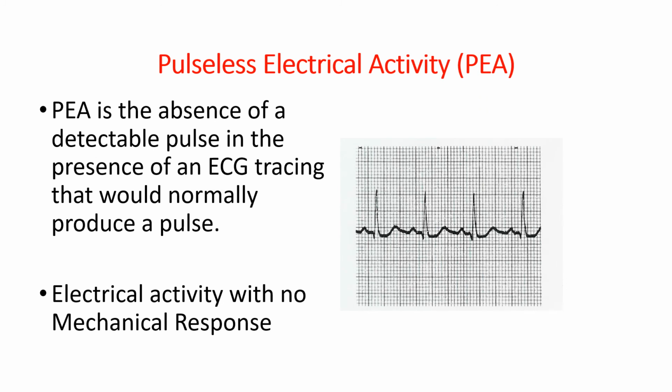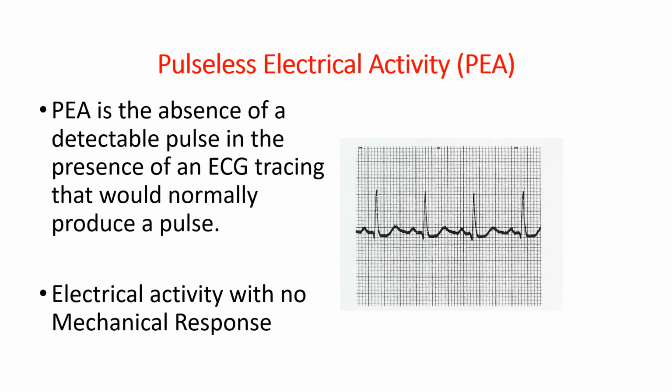So pulseless electrical activity. It's not really a picture to show you, except that PEA can have a normal ECG complex, but the problem is there is no pulse. So you have no detectable pulse in the presence of an ECG tracing that would normally produce a pulse. The cells are being told to depolarize, but the muscle cannot mechanically contract. So something is preventing it, and we'll talk about the causes. The heart is not pumping.